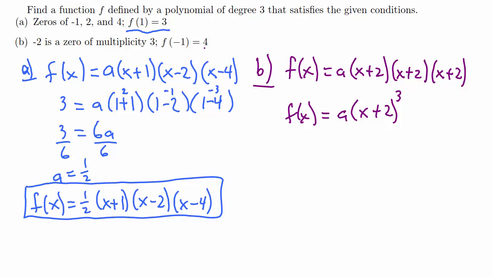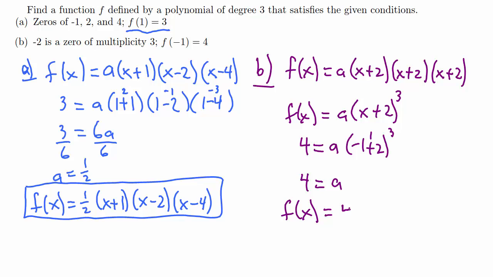So f of -1 equals 4, so replace the x's with -1, the y value with 4, which means 4 is equal to a times -1 plus 2 cubed. Now, it's -1 plus 2, which is 1. 1 cubed is 1, so that's just 4 is equal to a. Fantastic. So that means that f of x is equal to 4 times x plus 2 cubed.